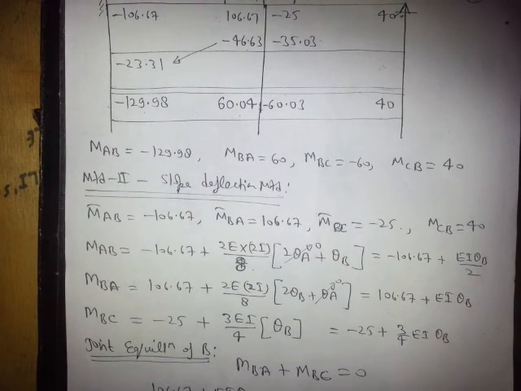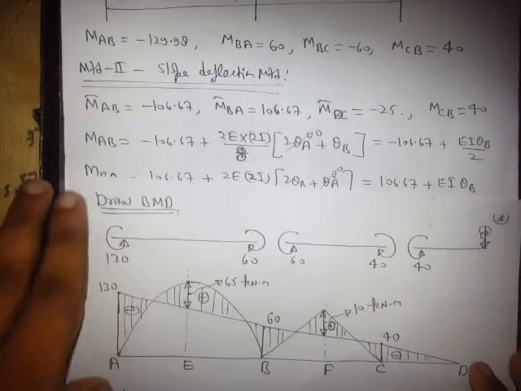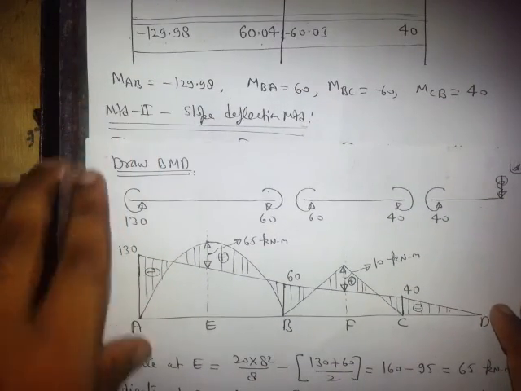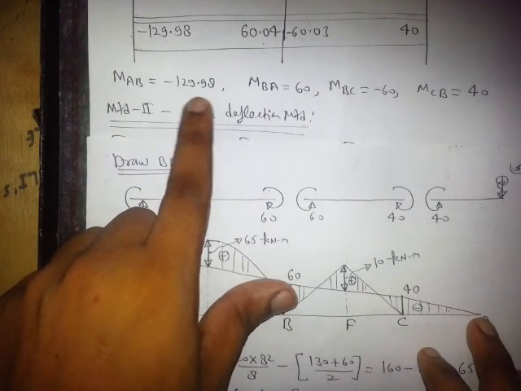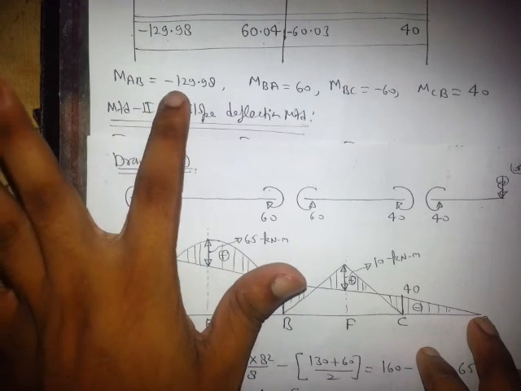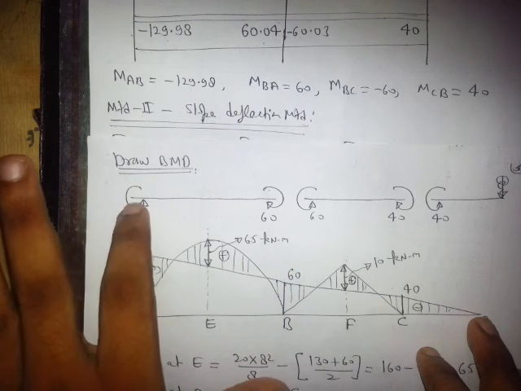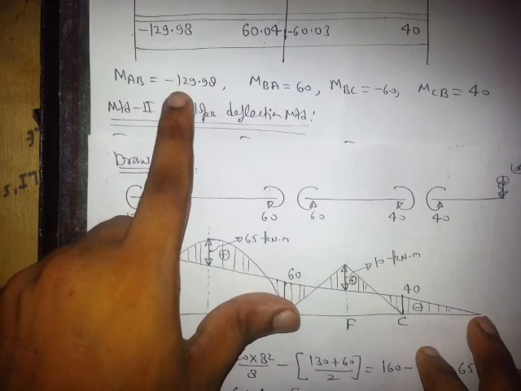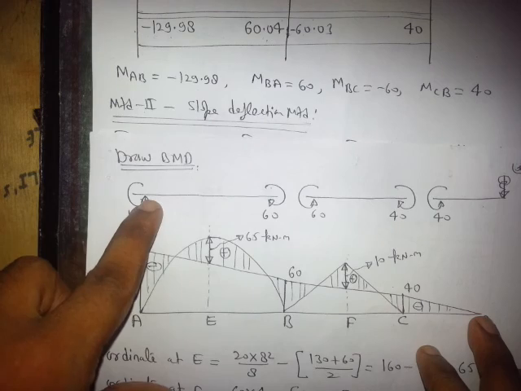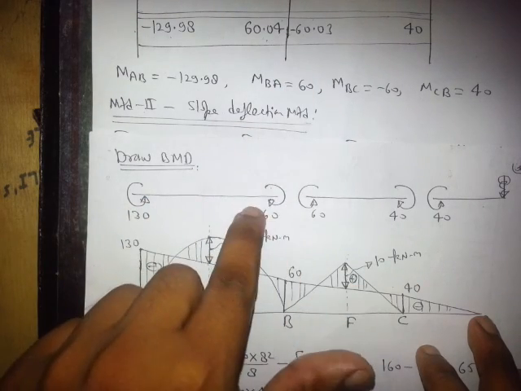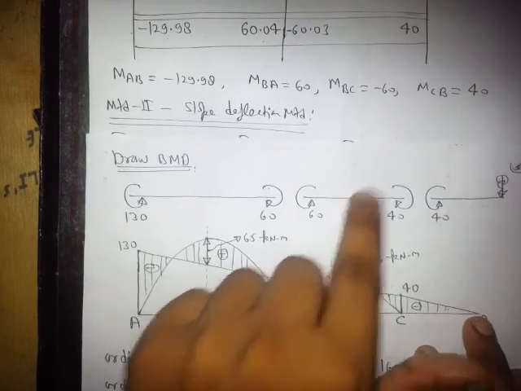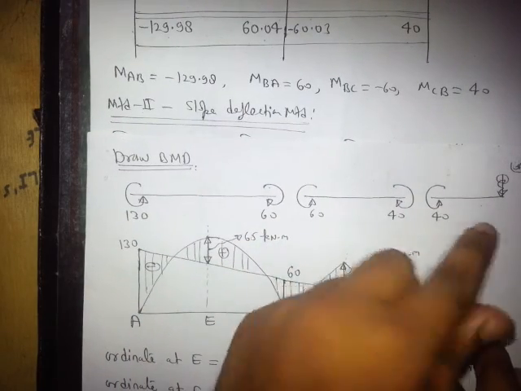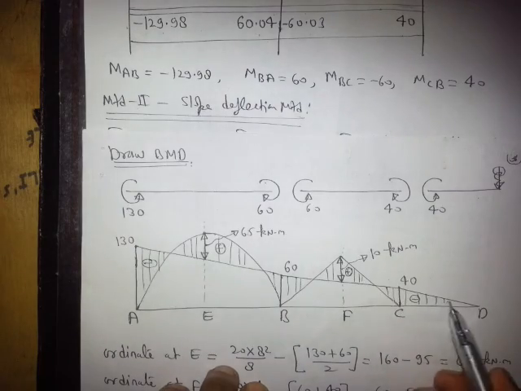Now how to draw its BMD? See, this will be the BMD. How? Let us take 129 as 130. However, you have to take the exact value, which is 129.98, but for ease we can take 130. So, minus means anti-clockwise, plus means clockwise, and this portion we already know. This is the BMD of this small portion.